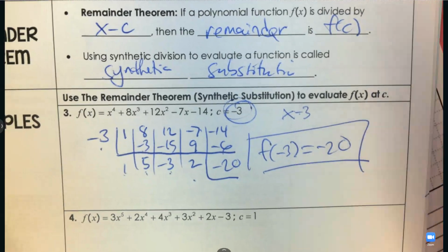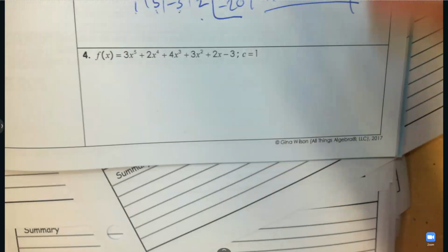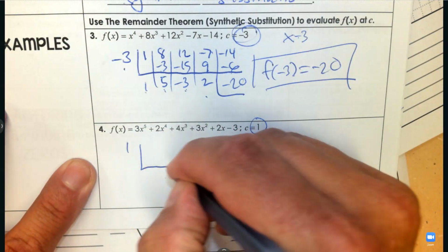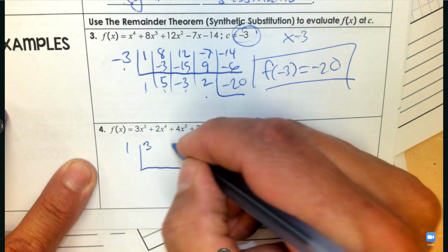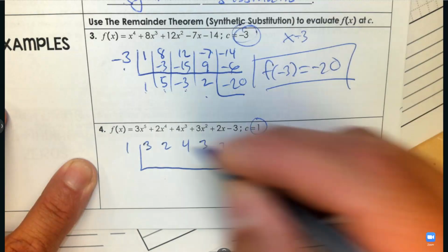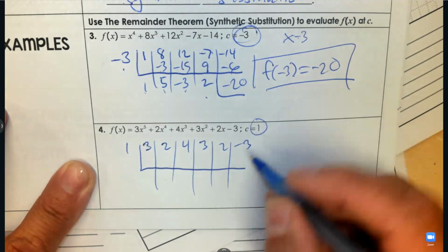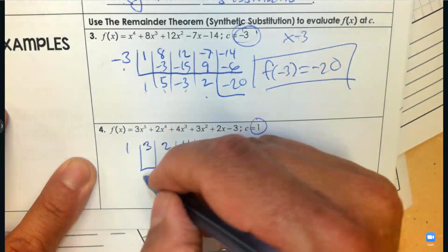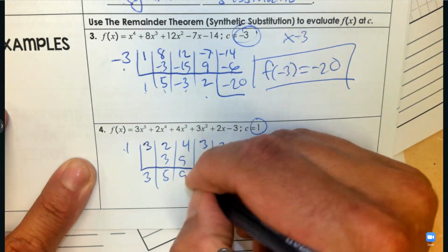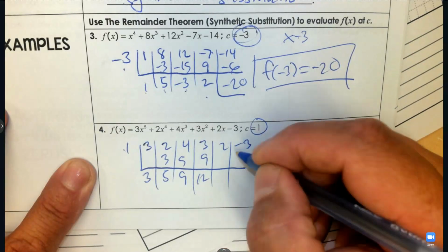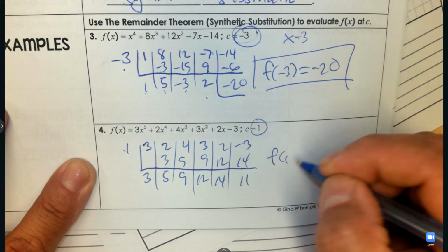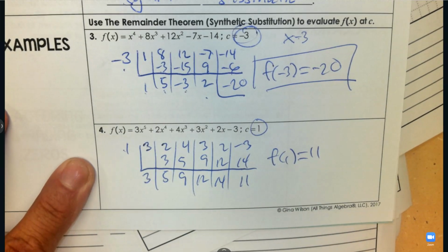Number 4, just a little. So number 4 again, I want to evaluate at 1. So the number I see is what I put down. 3x over 2x to the 4th, 4x cubed, 3x squared, 2, -3. Put the lines in if you like. Our whole goal is to get this remainder at the end. So we're going to add, and then we multiply, and then we add, and then we multiply. Keep that up all the way down, and then you get your answer. So f of 1 is equal to 11.